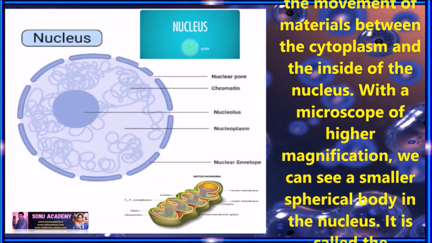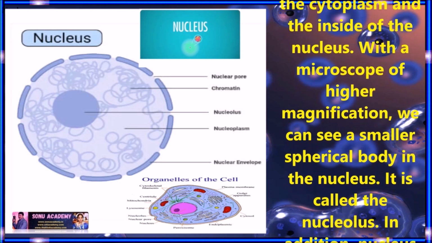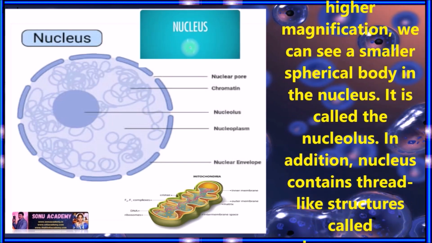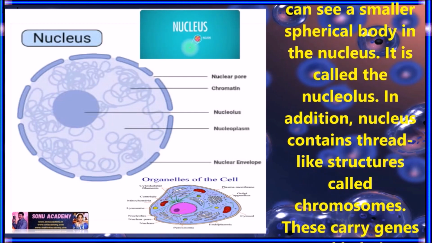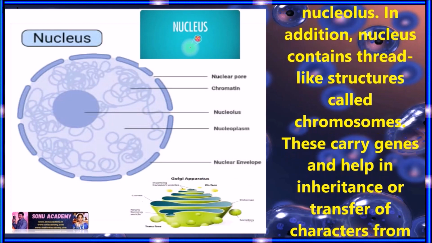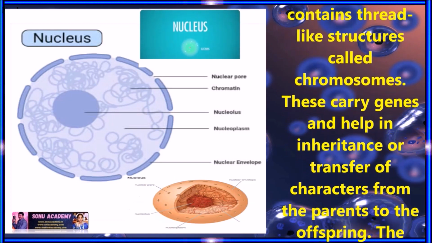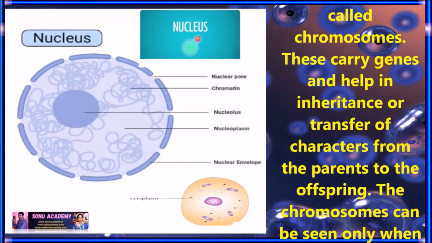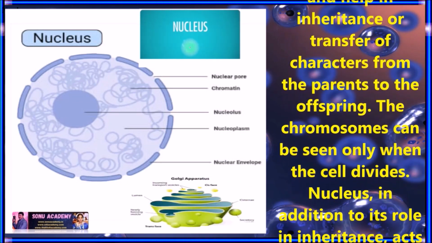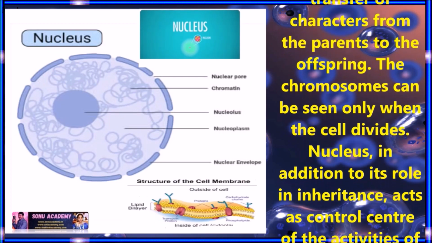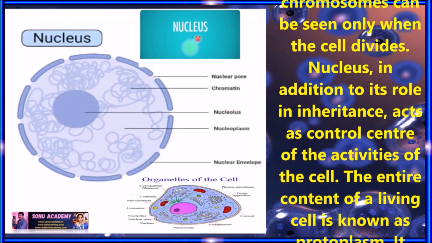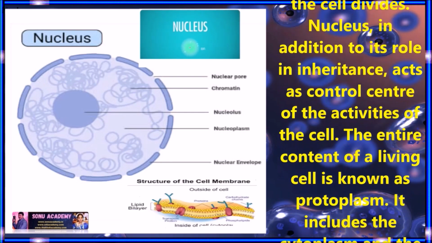With a microscope of higher magnification, we can see smaller spherical bodies in the nucleus. They are called nucleoli. In addition, the nucleus contains thread-like structures called chromosomes. These carry genes and help in inheritance or transfer of characters from the parent to the offspring. The chromosomes can be seen only when the cell divides. Nucleus, in addition to its role in inheritance, acts as the control center of the activities of the cell.